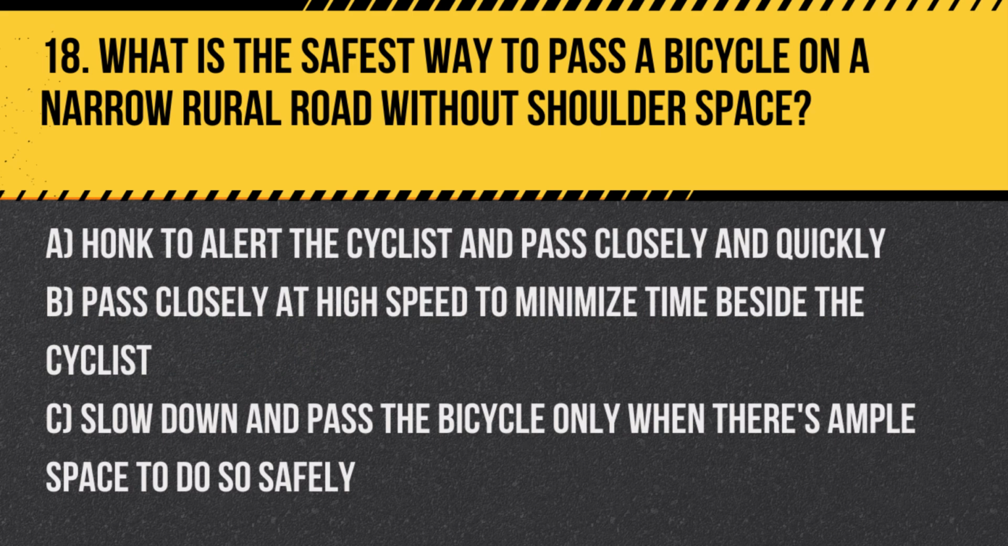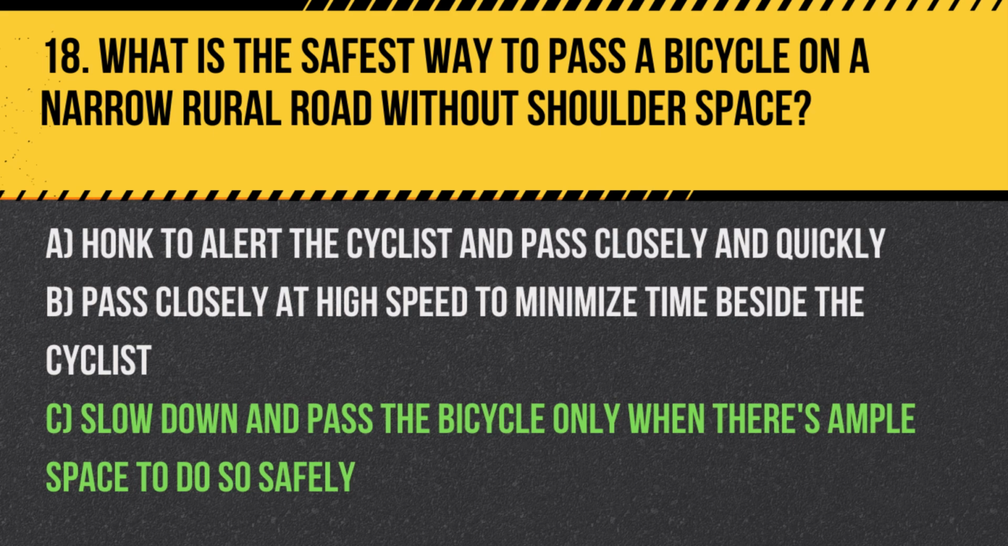Question 18. What is the safest way to pass a bicycle on a narrow rural road without shoulder space? A. Honk to alert the cyclist and pass closely and quickly. B. Pass closely at high speed to minimize time beside the cyclist. C. Slow down and pass the bicycle only when there's ample space to do so safely.